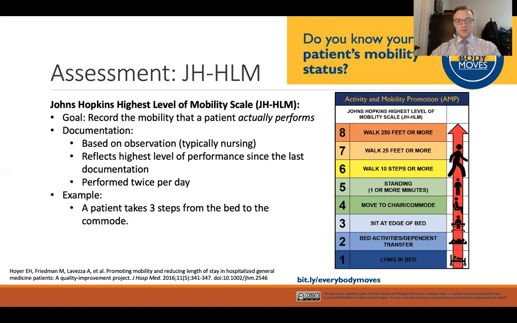Let's use an example. A patient takes 3 steps from the bed to the commode. In this case, the patient would at least be scored as a 4 because they moved to the commode. However, if the patient stood for greater than 1 minute during this transfer, they would be classified as a 5.